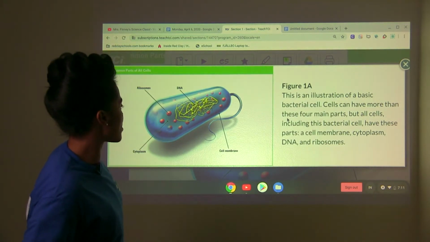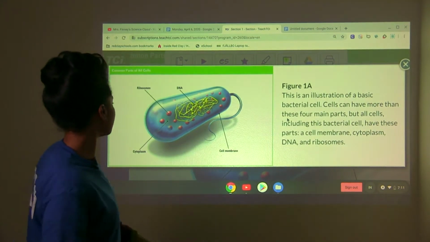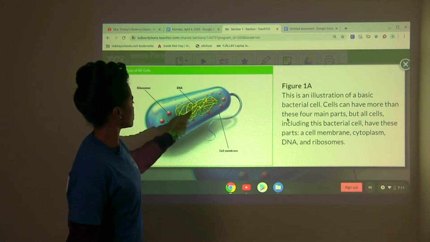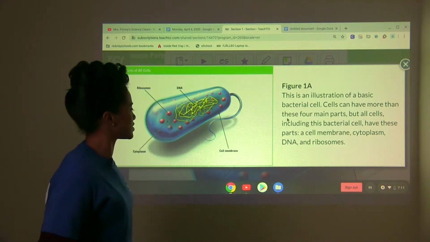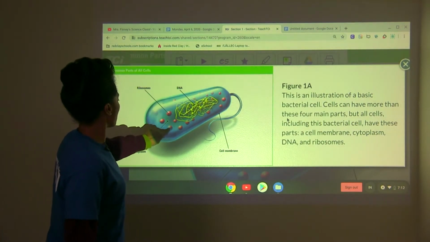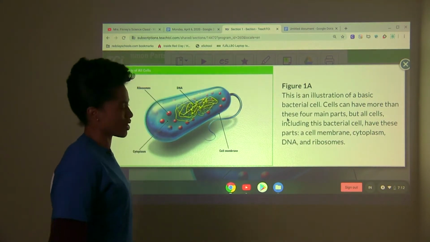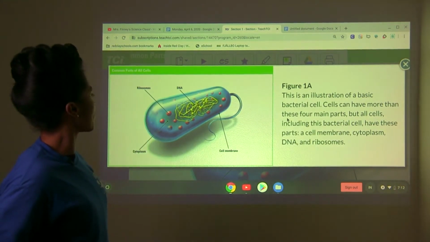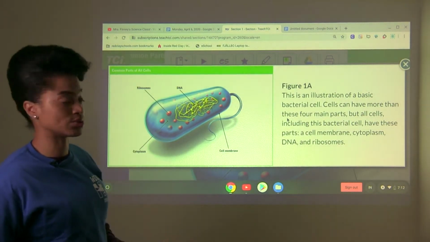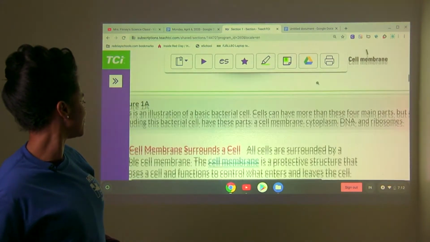And then we have DNA, okay? DNA is in here. Just a little yellow squiggly stuff. Looks like strands, all right? And then ribosomes. That will be illustrated by these red circular shapes, all right? So those are common parts of all cells, and those are the 4 parts of bacterial cells. All right. So what in the world do those 4 parts do? Let's talk about it.